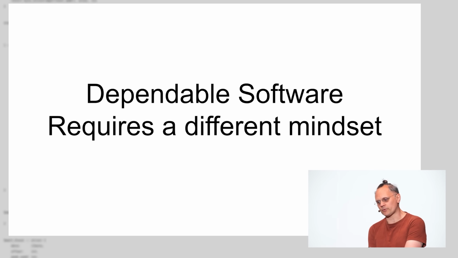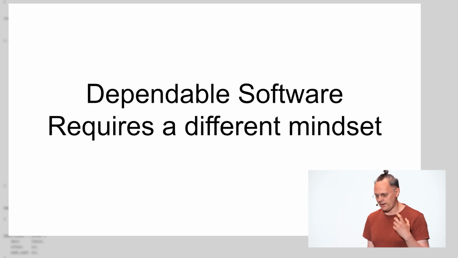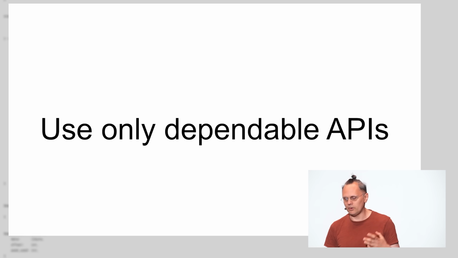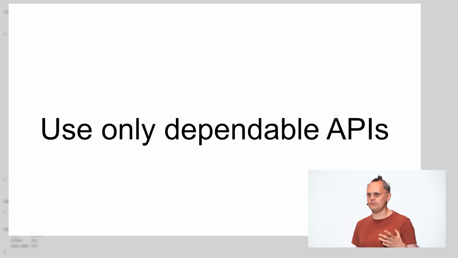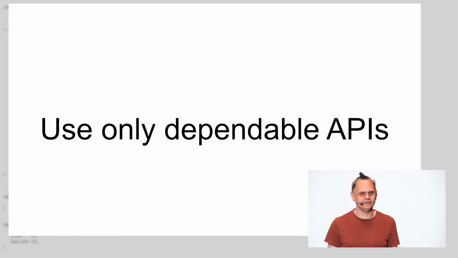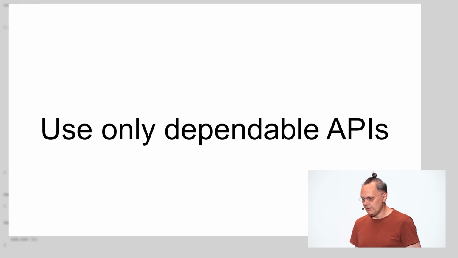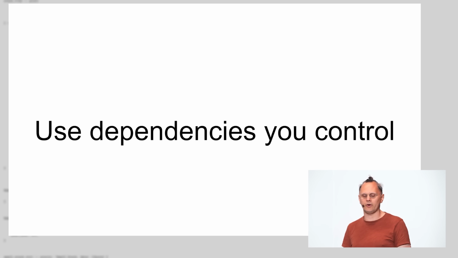So dependable software requires a different mindset. We have to think differently about how we write software. So the obvious one is only use dependable APIs, right? We want to use APIs that we trust, and we want ideally not to have dependencies. If you have dependencies, you want to control them. Are they compiled in? Are they part of the source code? Or are they the operating system you can trust?